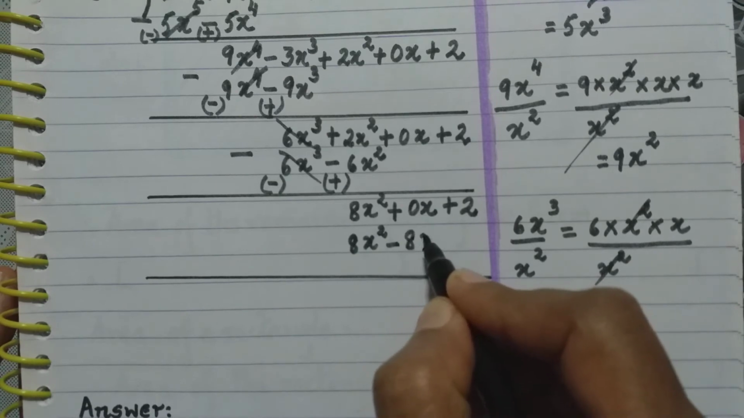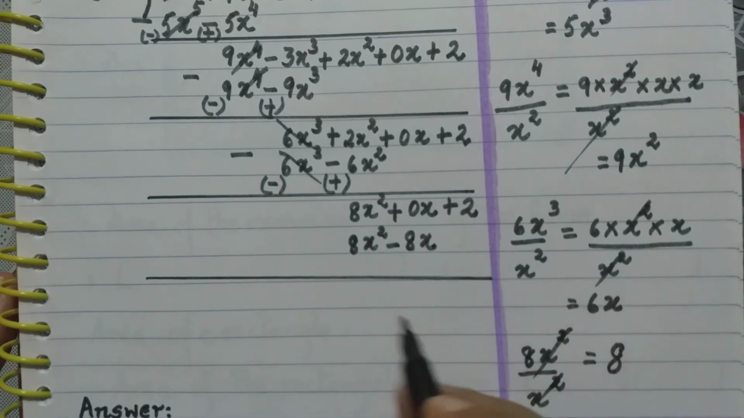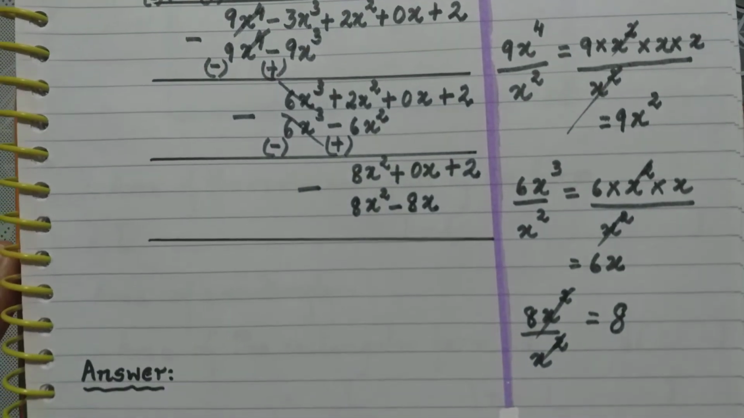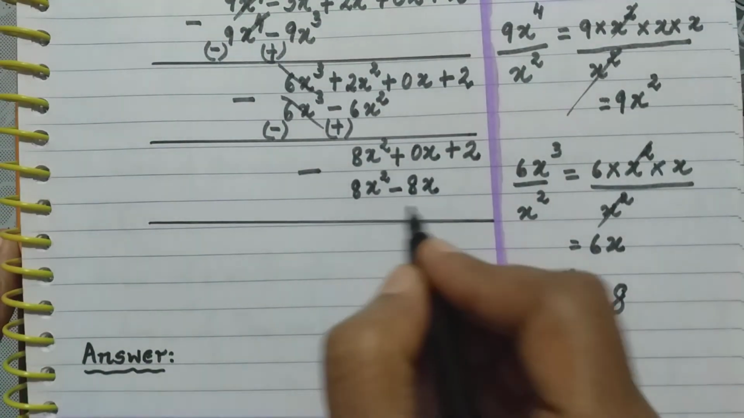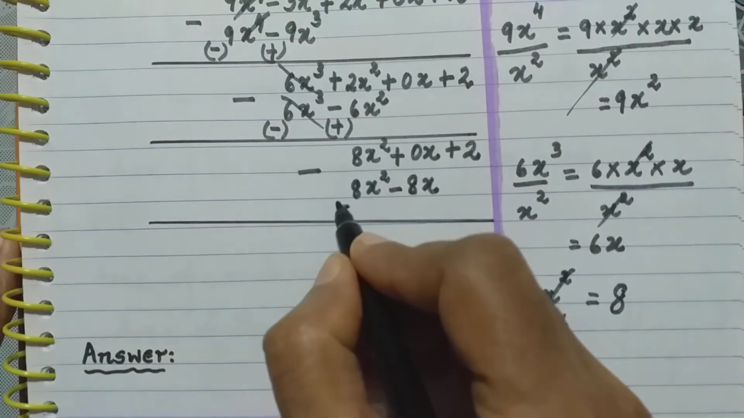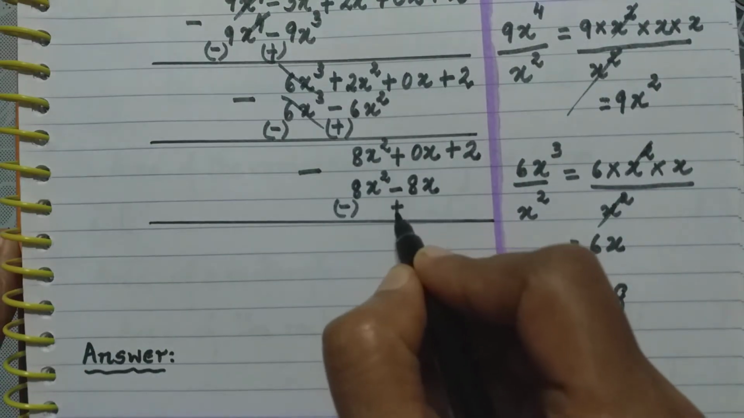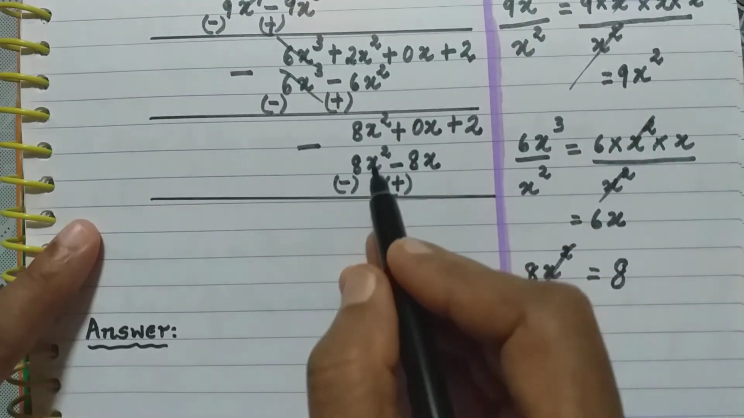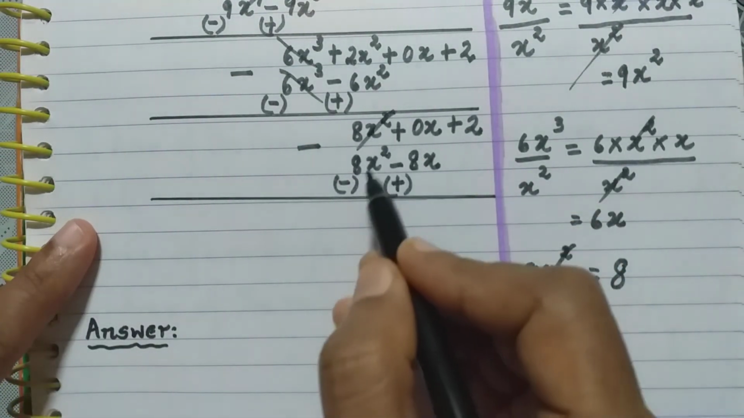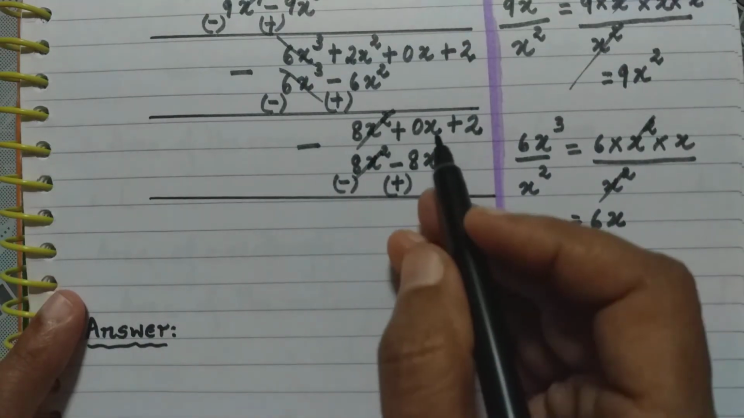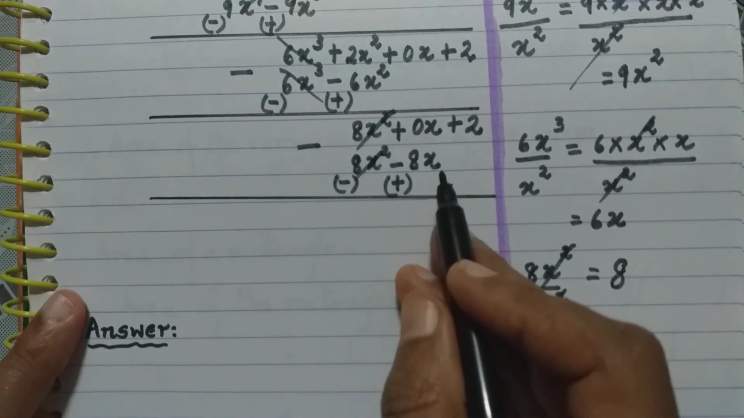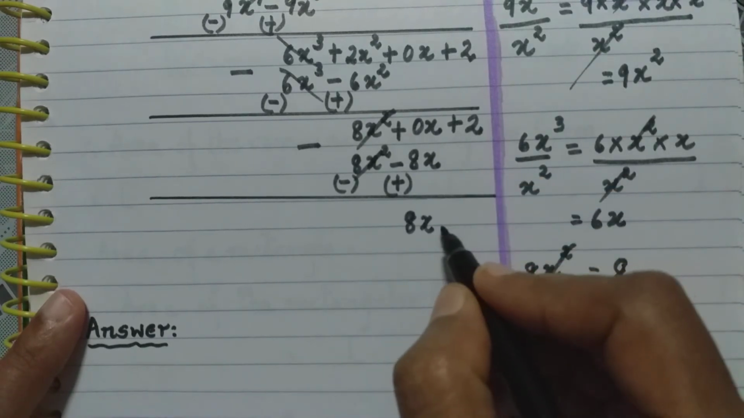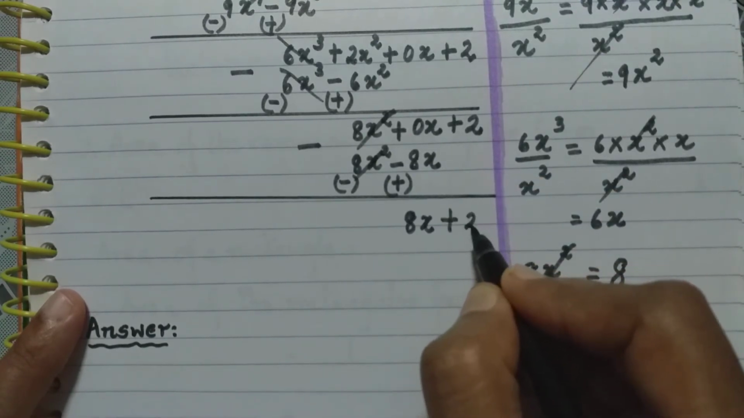Then you have 8 into minus x will be minus 8x. Okay, now we subtract here. When subtracting, what happens? The signs here change. This becomes minus, this becomes plus. So plus 8x square minus 8x square, they cancel. I have here plus 0x plus 8x. Right, here 8x. And then this plus 2.